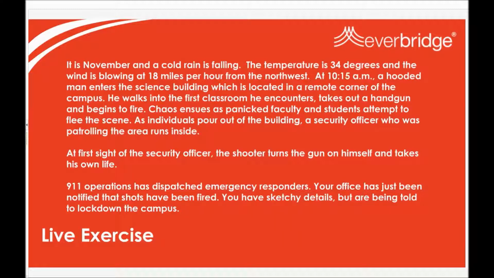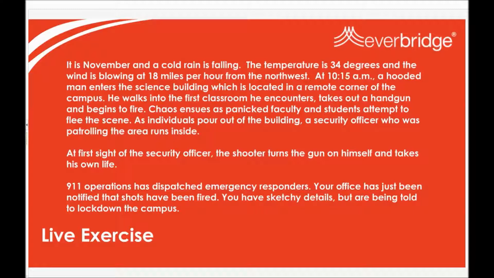So here we go. It's November and a cold rain is falling. The temperature is 34 degrees and the wind is blowing at 18 miles an hour from the northwest. At 10:15 a.m., a hooded man enters the science building, which is located in a remote corner of the campus. And these details are important, by the way. You want to come up with something so everybody can envision what's going on.